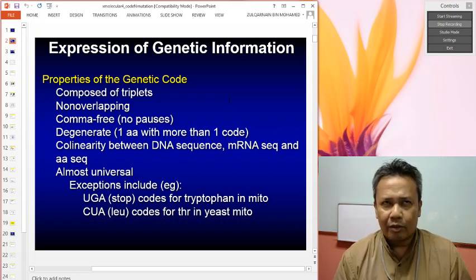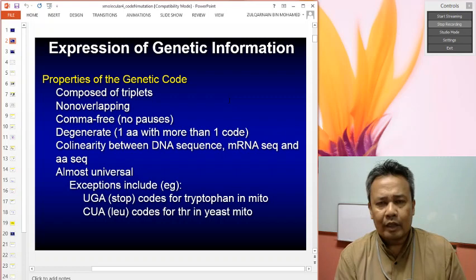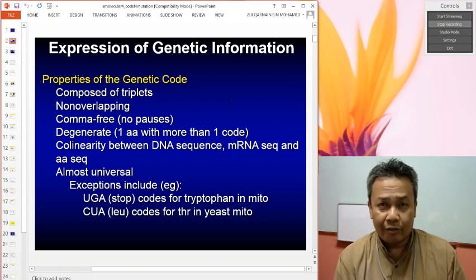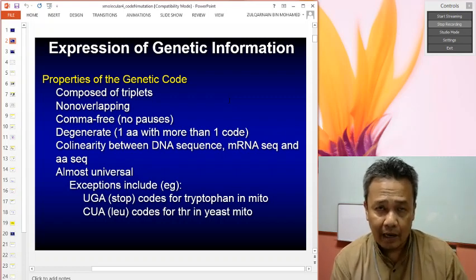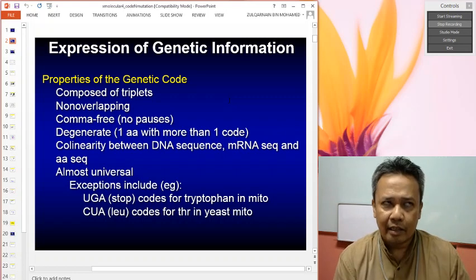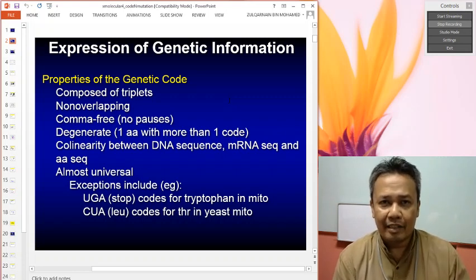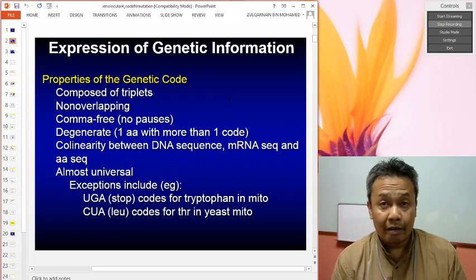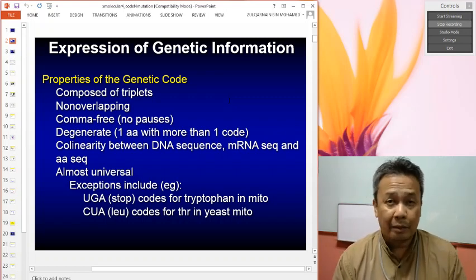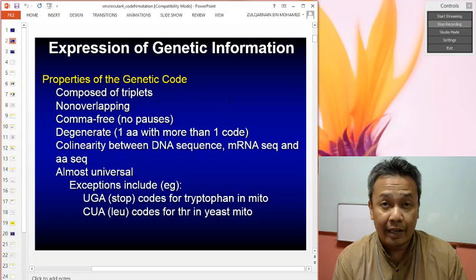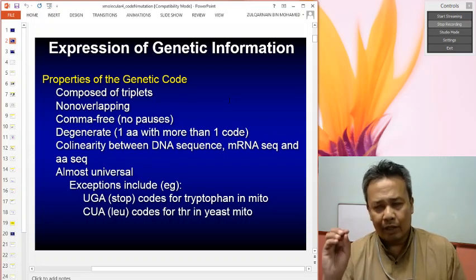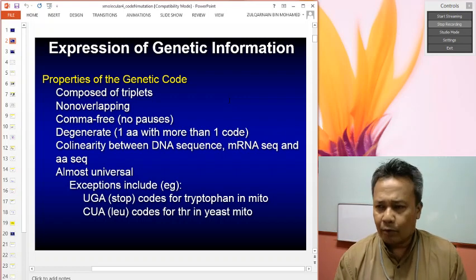So you'll find that some codons are degenerate. For example, CCA and CCT and CCC and CCG, they all code for proline, right? But it's not the same for all. It doesn't apply to all amino acids. For example, methionine, ATG, there's only one code. All right? So when we look at the codon table, you'll see what I mean.